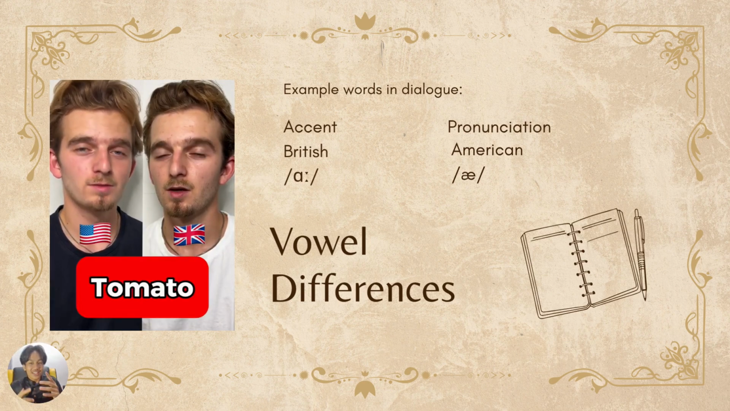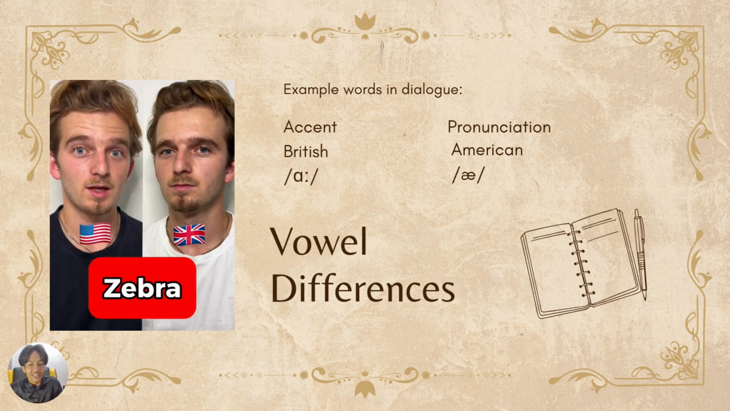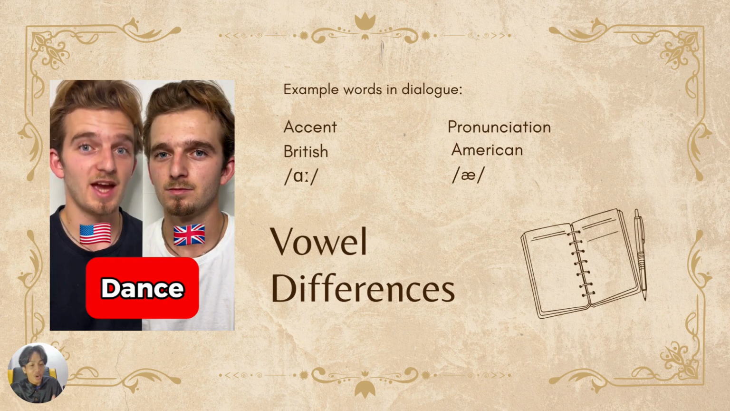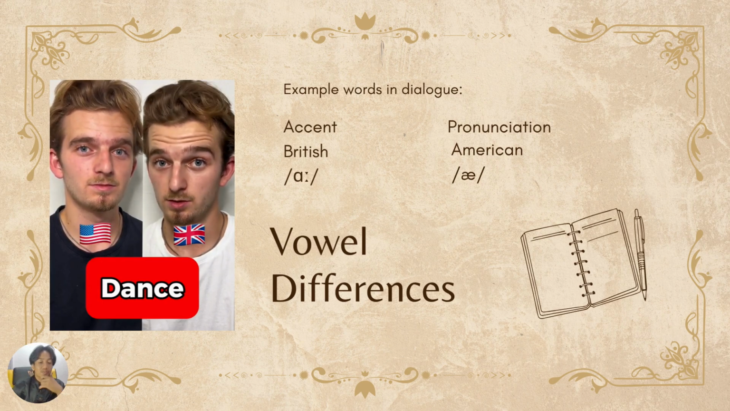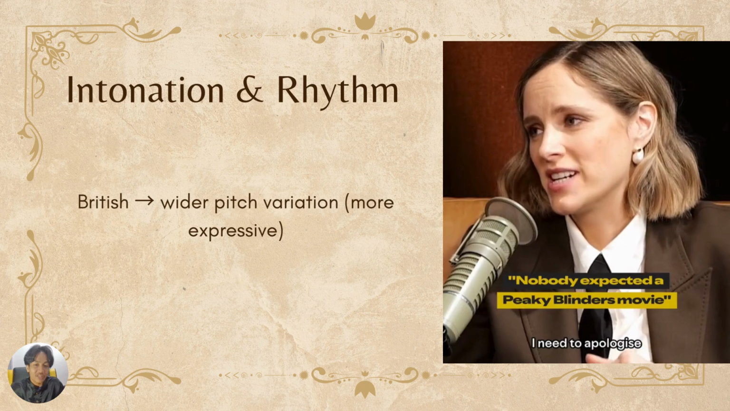The vowel shift is a key marker of regional identity and can immediately signal whether a speaker is using a British or American accent. Okay, moving on to intonation and rhythm.